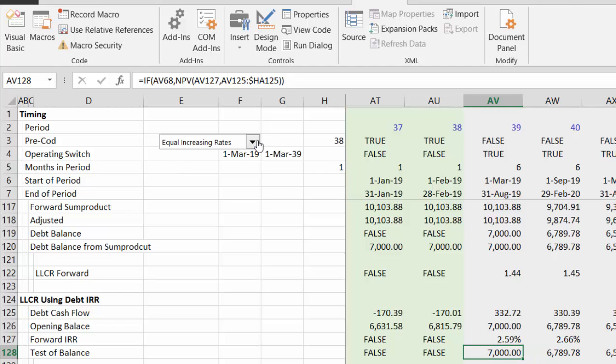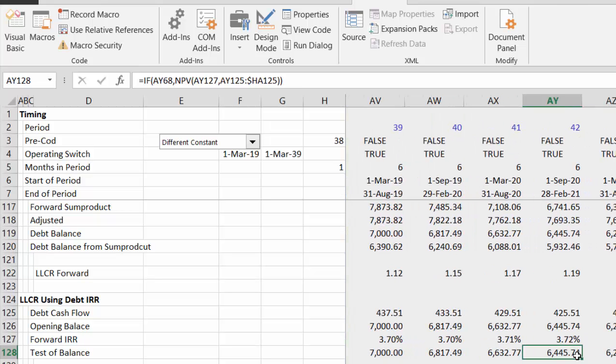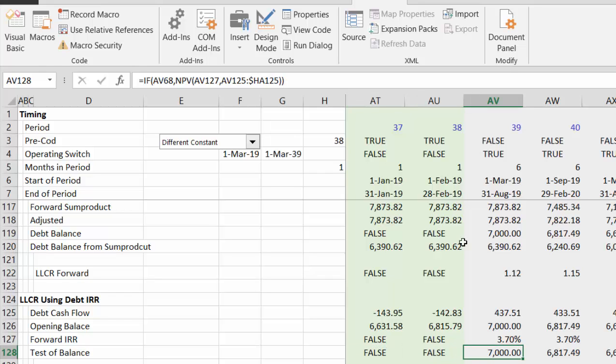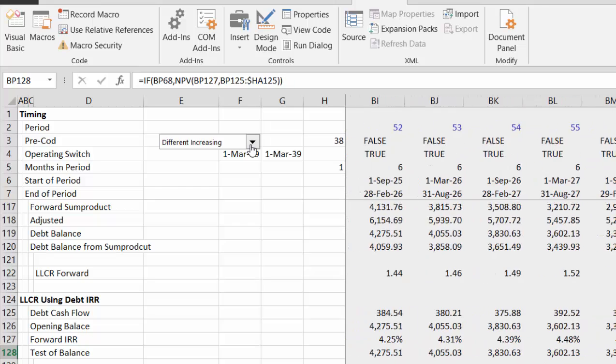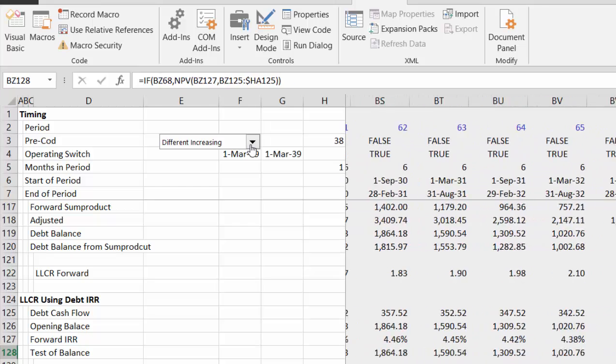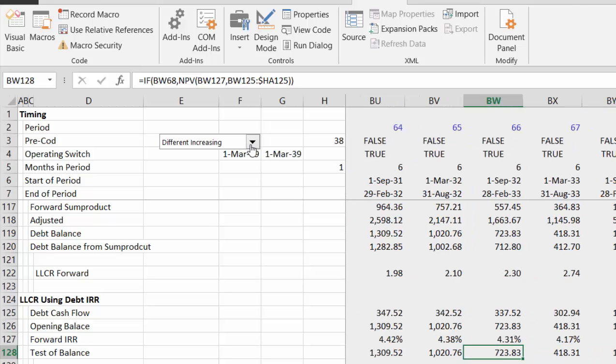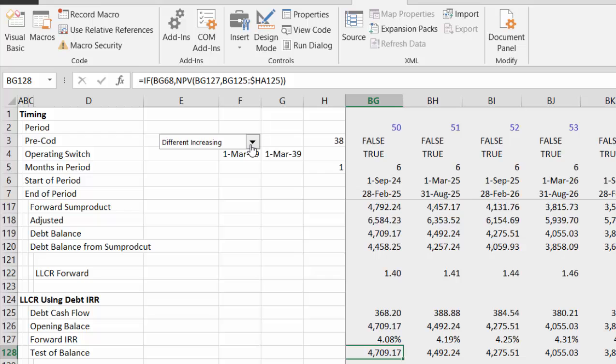Then we put different rates on the two facilities and they're constant. Now you can see that the sum product isn't working anymore. I didn't try to do a weighted average or anything, but this method is still computing the correct debt cash flow. Then we can put different rates with increasing things, and we still get the same thing, all the way out, I hope. That makes me very happy.